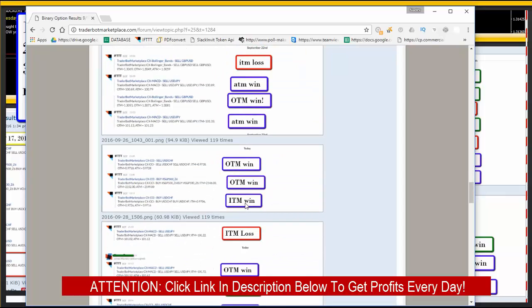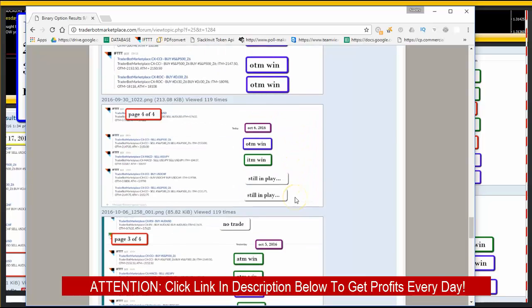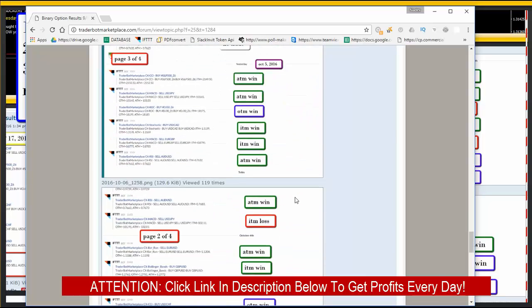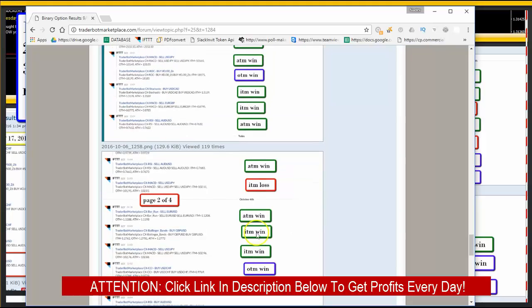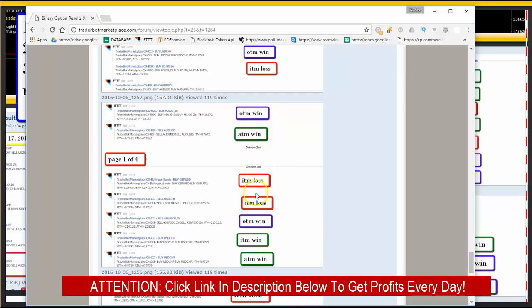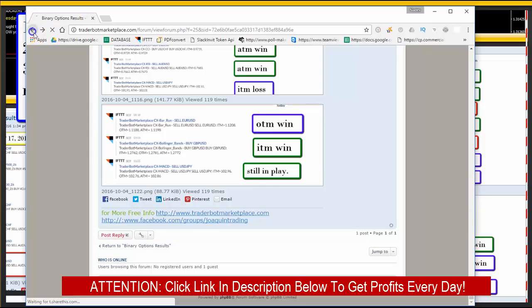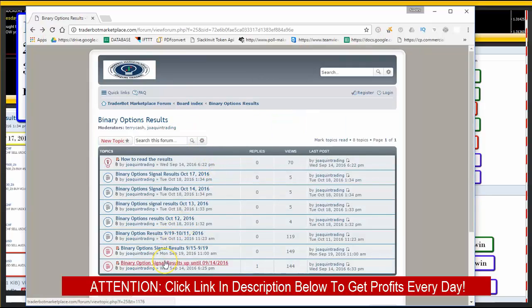And what this is going to tell you, I'm trying to find a string of them. Here's 4. Okay, here we go. 1, 2, 3, 4, 5, 6, 7, 8. There's 8 in between the OTM wins. There's that page, so there's 8. 8 is the maximum.